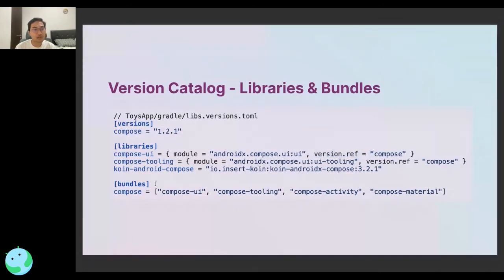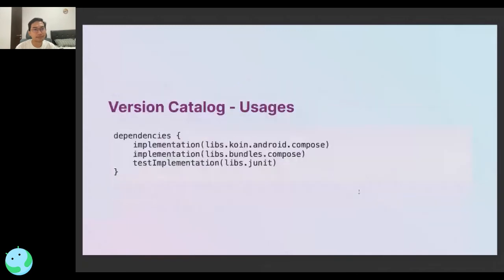Version catalog also supports bundles. We can bundle multiple libraries together. For example, to use Jetpack Compose libraries, typically we need to specify these 4 libraries, right? We can just refer to one bundle instead of typing these 4 libraries. And this is how you use it.